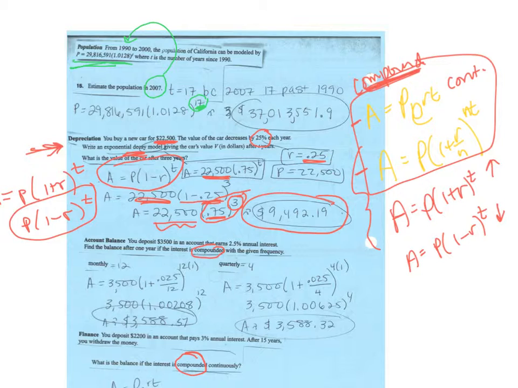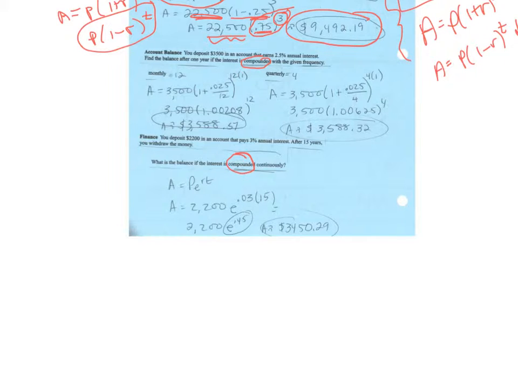So then when you plug in 17, because that's 2007, 17 years after 1990, the start year, you do base 1.0128 raised to the 17 enter times 29,816,591, and you get about 37 million and change.